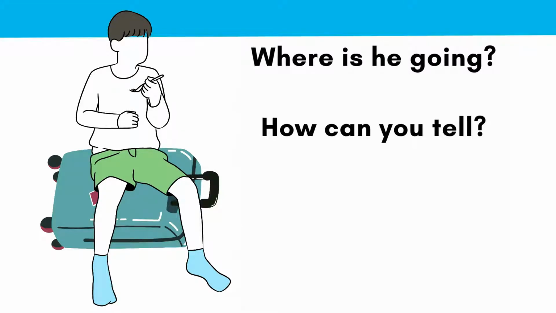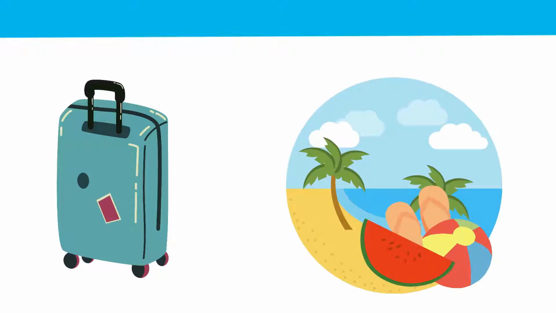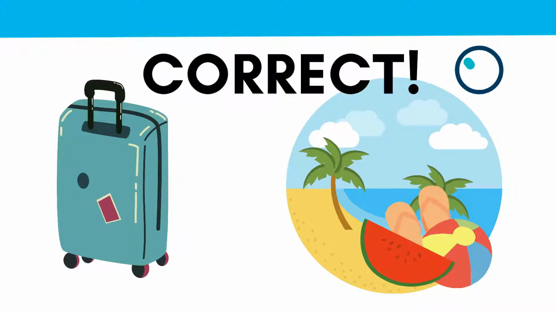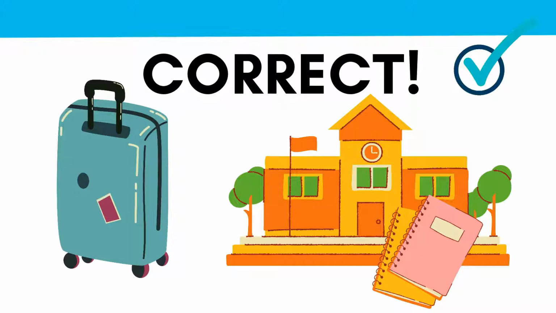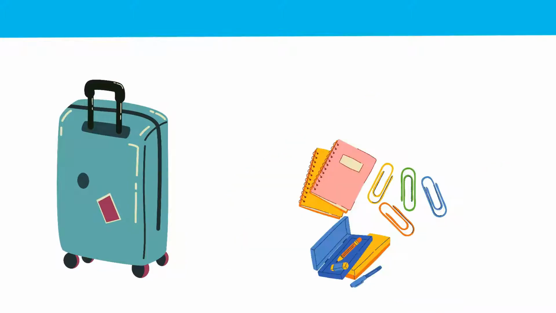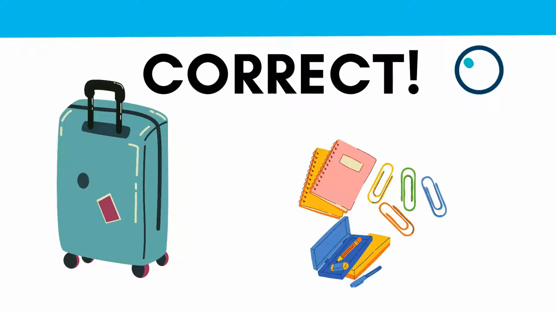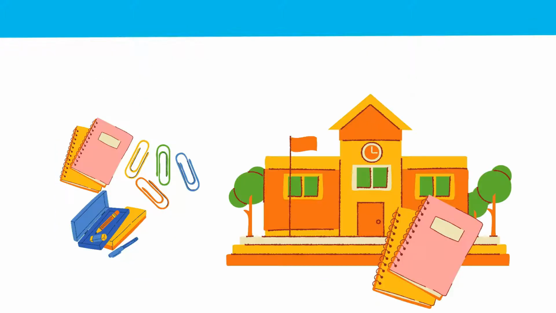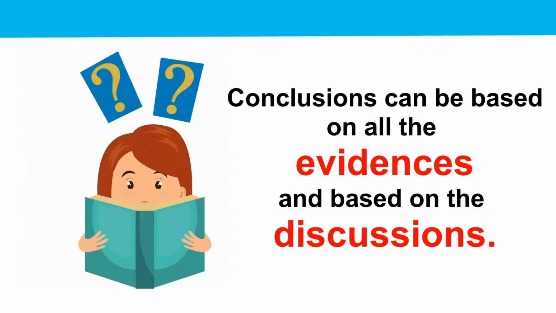Most of us have a suitcase on hand. It could be filled with items we use at a beach. Can you name some? Correct! The suitcase could also be filled with items that could be used for school. Can you name some items you bring to school before the pandemic? Correct! Both could be correct. It now depends on the items being pulled out by Carlo from his suitcase. Therefore, conclusions can be based on all of the evidences in the suitcase and based on your discussions.